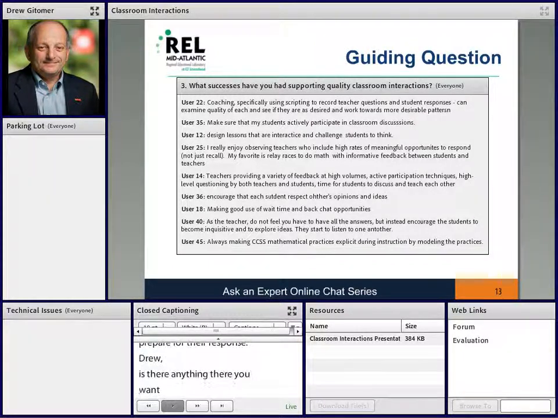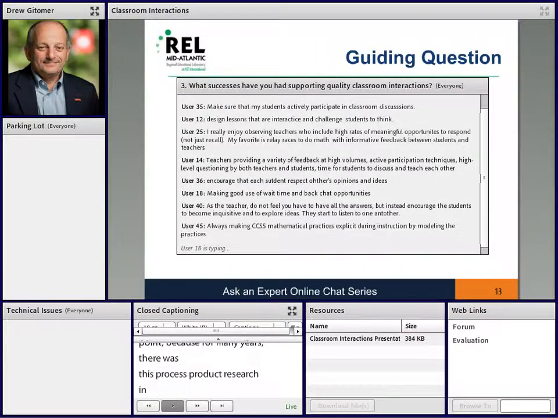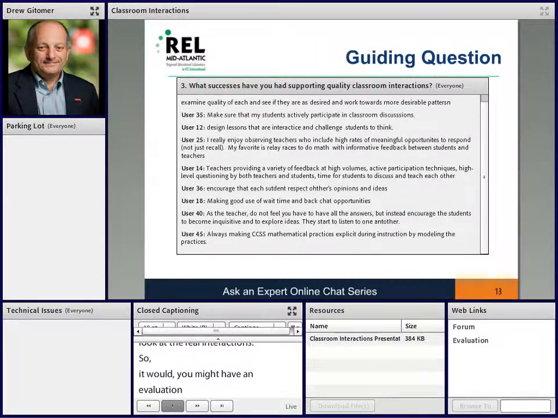Sure. So, that's a great point, because for many years there was this process product research in teaching, which basically looked at what teachers did. It didn't look at the real interactions. And so you might have an evaluation system that looked at, for example, teacher wait time. And if teachers waited for a while, that was a good thing. If they asked certain questions, that would be a good thing.